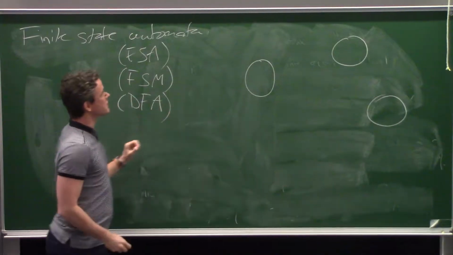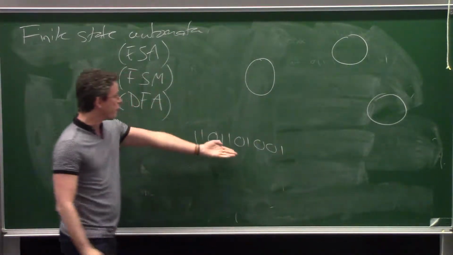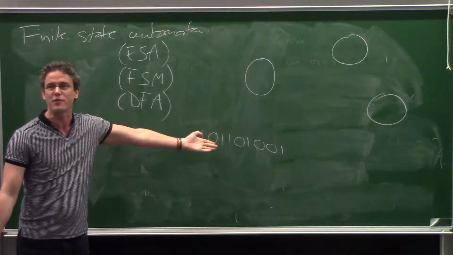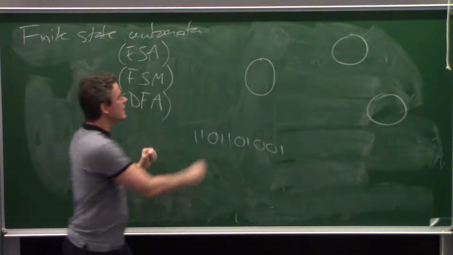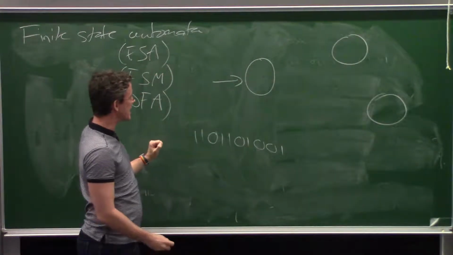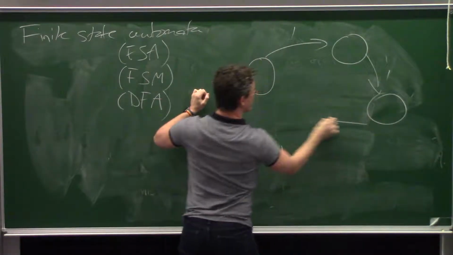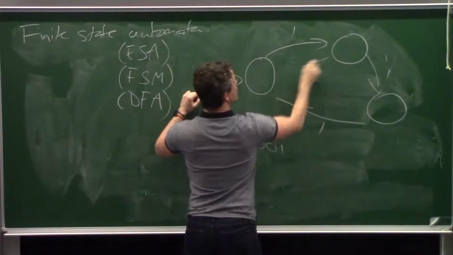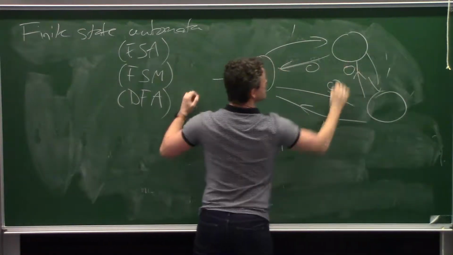So suppose you're given a string of ones and zeros, and you want to measure whether the number of ones is equivalent to 0 mod 3. Right? Whether the number of ones is a multiple of 3. Yeah? So you start the machine at some state here. Whenever you read a 1 in the input, you follow the 1 arrow.